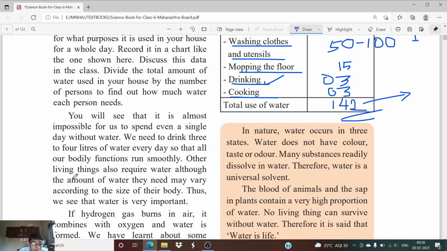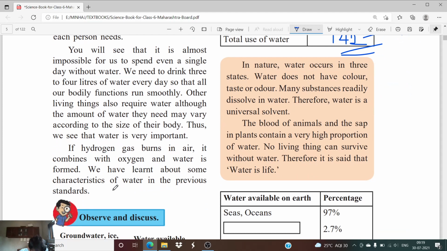Other living things also require water, although the amount they need may vary according to the size of their body. All the living things present on earth, each and every living thing, requires water to survive. Whether it is a plant, an animal or a bird, they all need water for their survival. The quantity may vary according to the size of the body. Thus we see that water is very important.